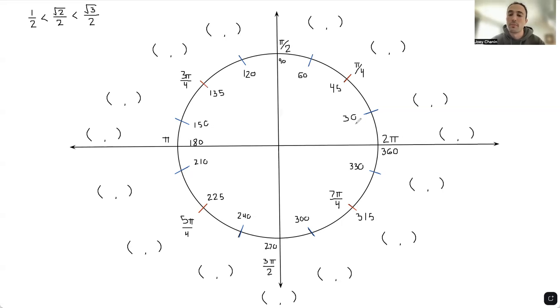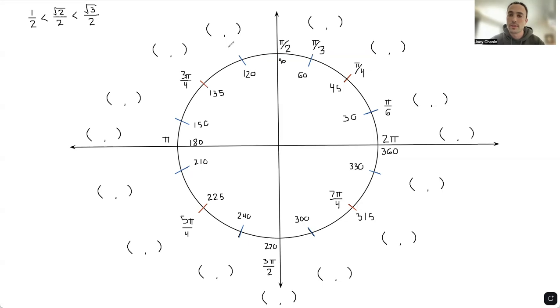Now we go by the blue tick marks, the 30 degrees, and these are going to go by pi over 6. So the first one is pi over 6. The second one is 2 pi over 6, which simplifies to pi over 3. Then 3 pi over 6 simplifies down to pi over 2, which we have here already.